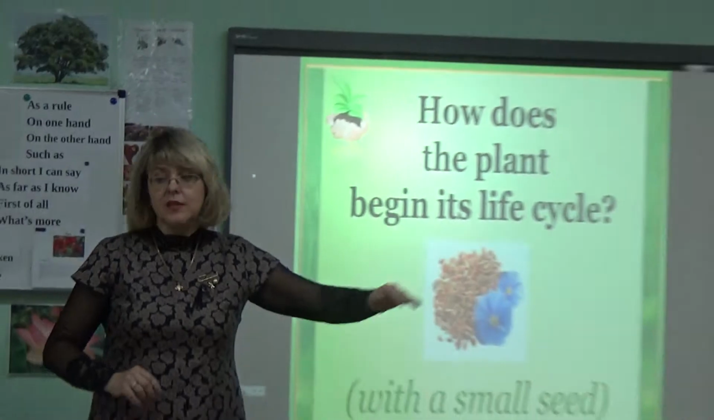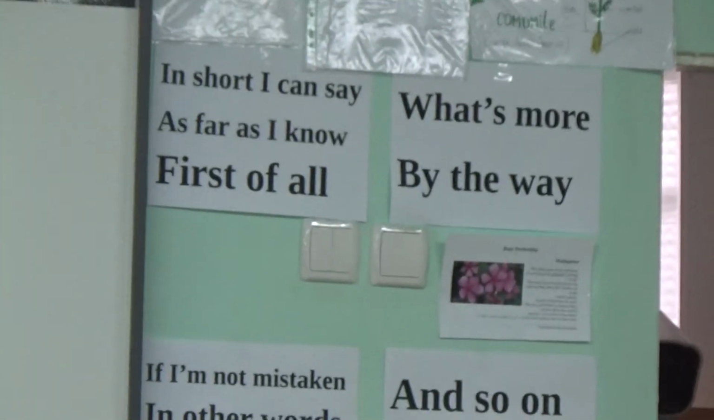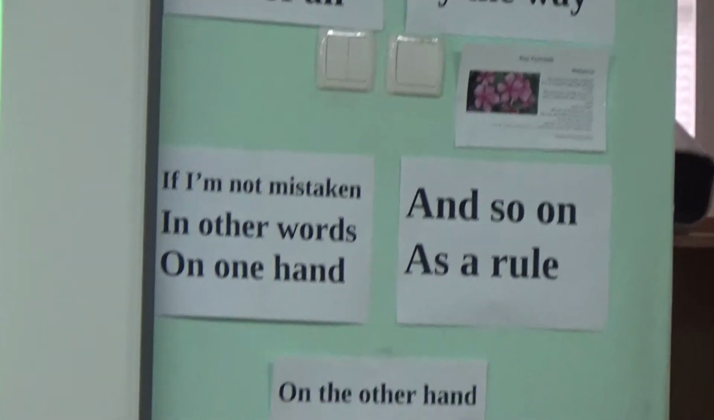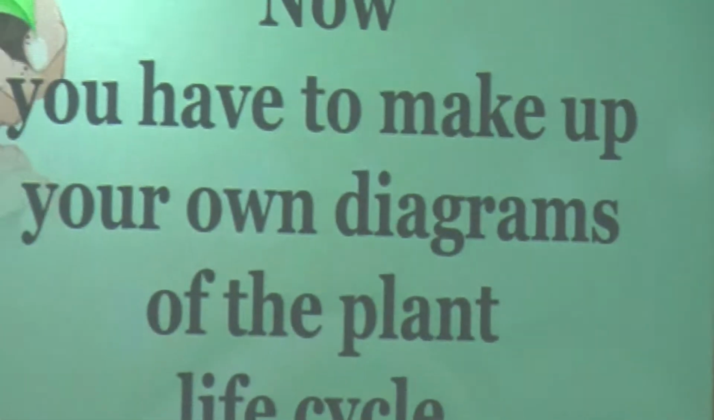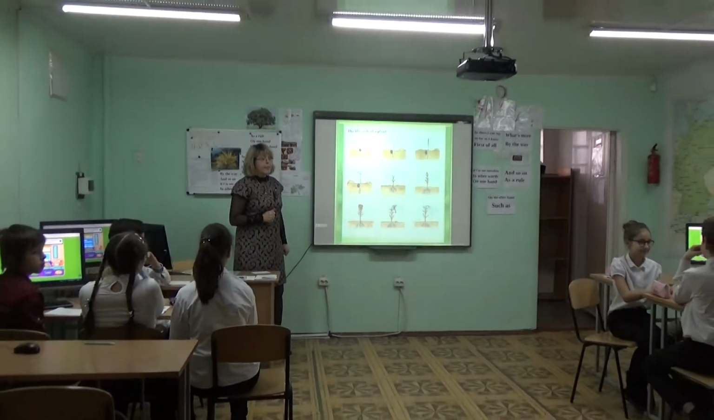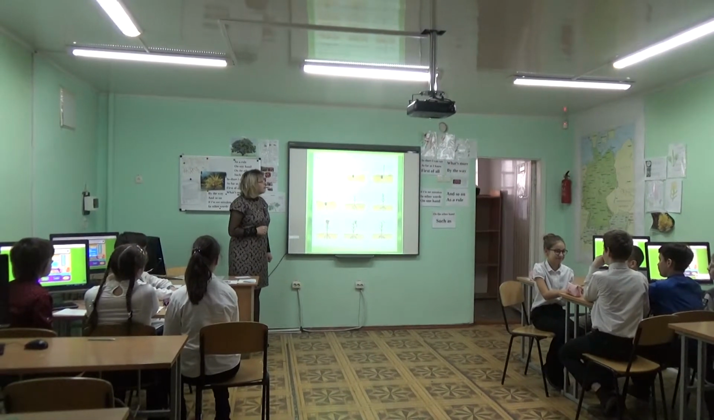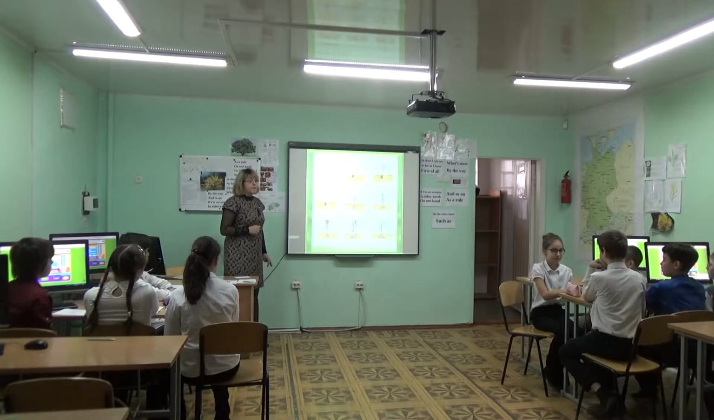Okay, the first team, the second team, the third team. Start, please, to speak about how you made up your own diagrams on the plant life cycle. Begin please, Igor. The seed lies onto the earth. The seed cracks open. Tiny shoots appear. One shoot grows up to the light, one shoot goes down.